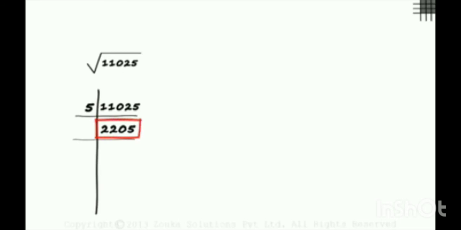This number again is divisible by 5. Hence, we write a 5 here. And 5 multiplied by 441 gives us 2205.